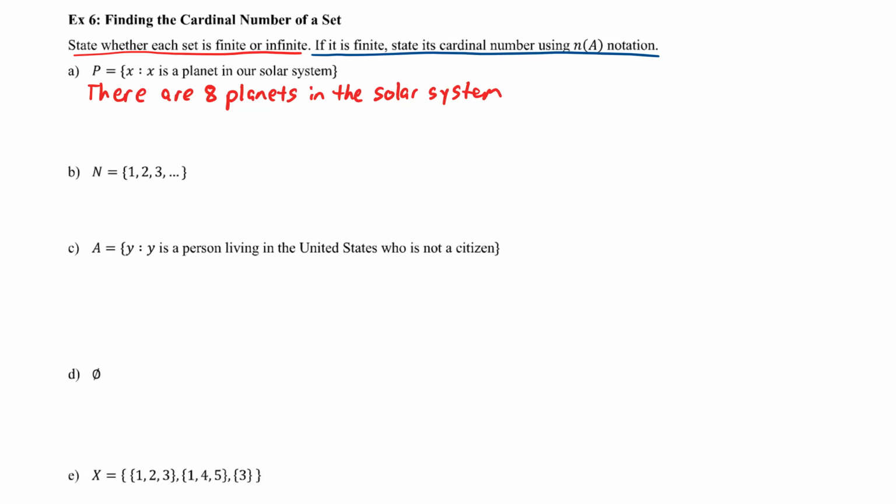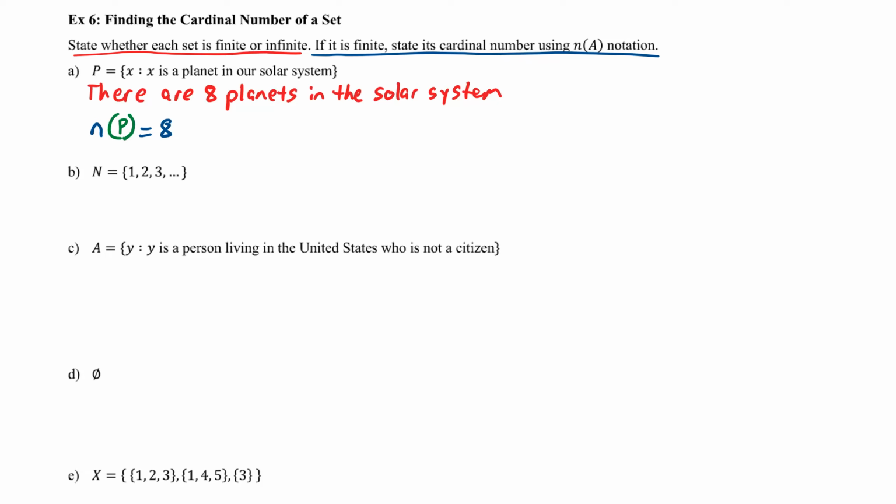So because it is countable, it's finite, we can state the cardinal number using our notation. So we have the number, and then in this case, our set is P. So we have the number of elements in P equals 8 because we have 8 planets.